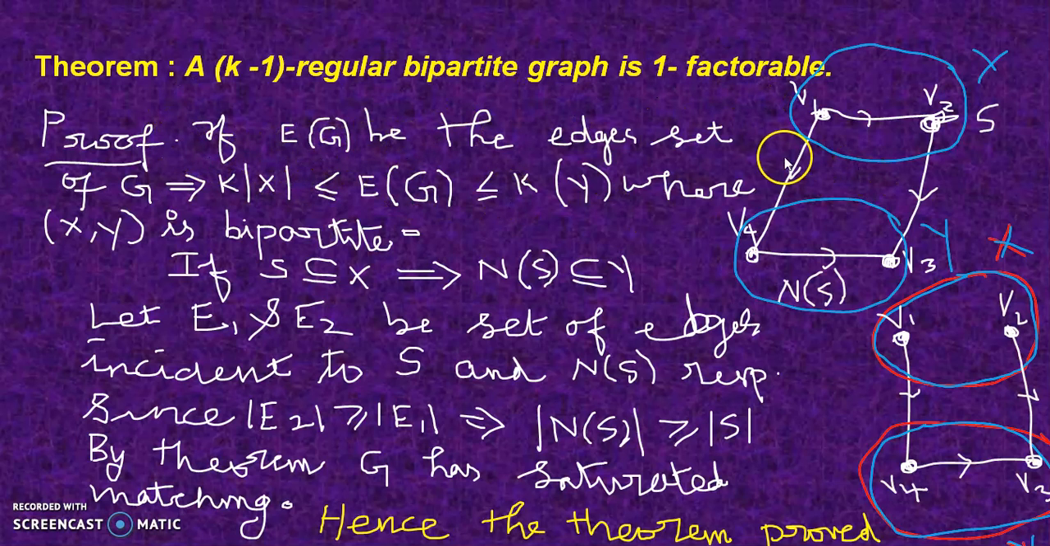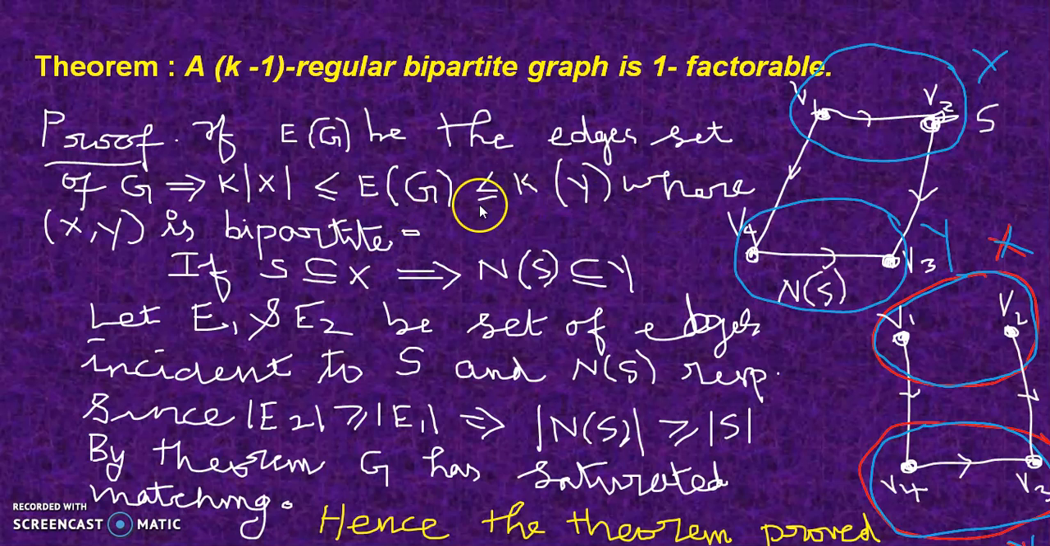If E of G is the edge set of G, which implies K of X is less than or equal to E of G is less than or equal to K of Y. You know what is K here? The number of vertices is called K. Here the number of edges is called E. Now we have to prove this, okay?